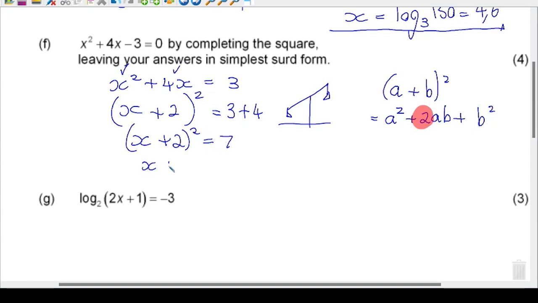Next up, we're going to square root both sides, and we get, don't forget, the positive or the negative square root of 7. Sorry, that should be a 7. I see I wrote a 2. And then lastly, x equals minus 2 plus or minus the square root of 7.